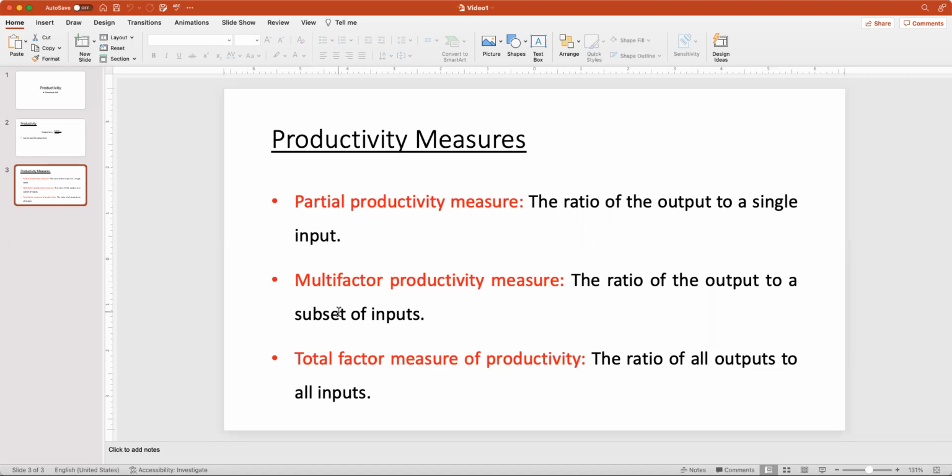So for example, in partial productivity, we may be just focusing on machine as our input, machine hours. And in the multi-factor, we can talk about labor hours and machine hours. And in total factor measure of productivity, we are looking at the ratio of all output to all input. So everything that's involved is included.